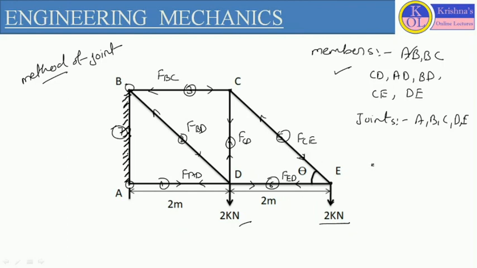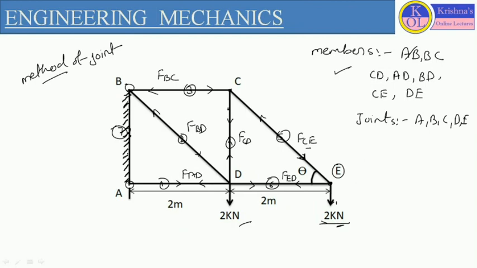For example, if we choose this joint E, how many forces are given? It is subjected to an external load, the first force given, which is 2 kilonewton. At this joint E, 2 members are joined, CE and DE. The forces in these members will be FCE and FED, and both are unknown. So this joint is subjected to 1 known and 2 unknown forces. So we can take this joint E as the first joint for the analysis.